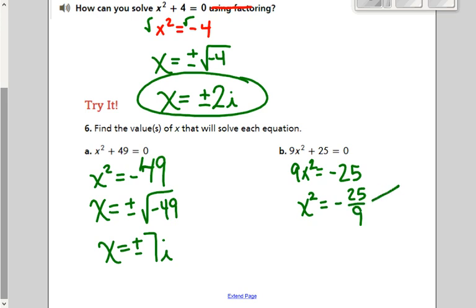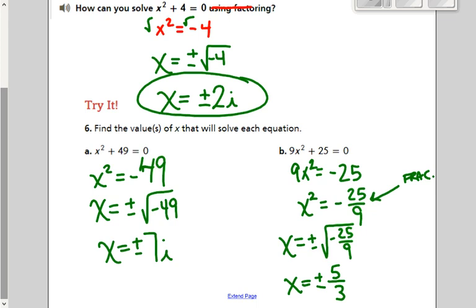Do not change this to a decimal. Leave it as a fraction, please, especially since the numerator and denominator are both perfect squares. It's not too bad square rooting negative 25 over 9, because you can square root the numerator and get 5, and square root the denominator and get 3. And since it's negative, you're just going to put the i next to the fraction for your answer to try it 6B.